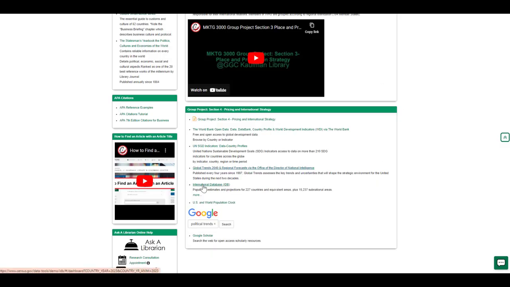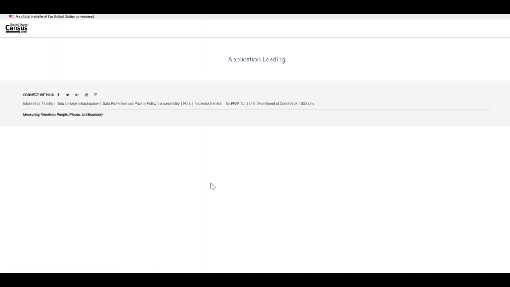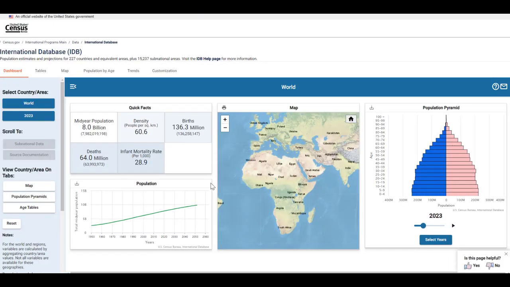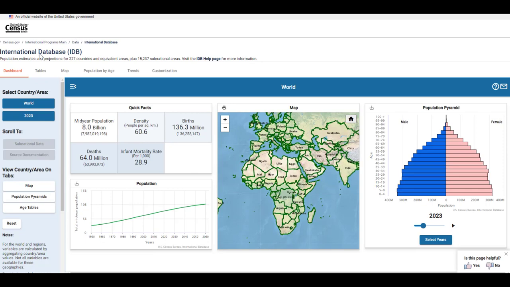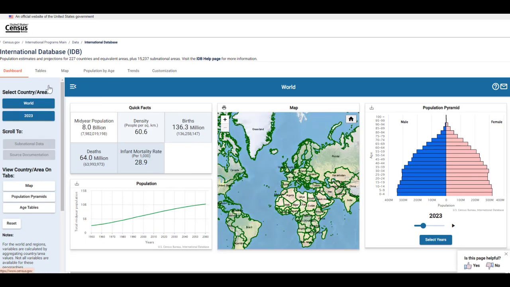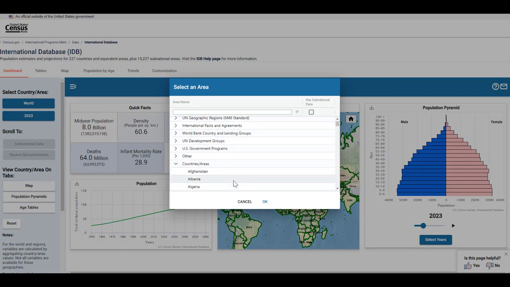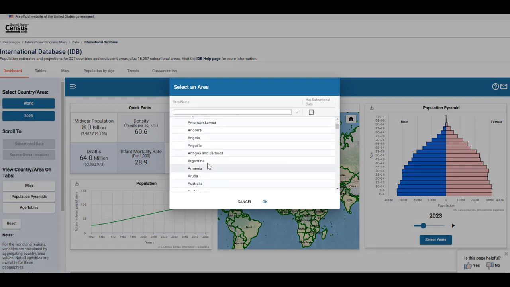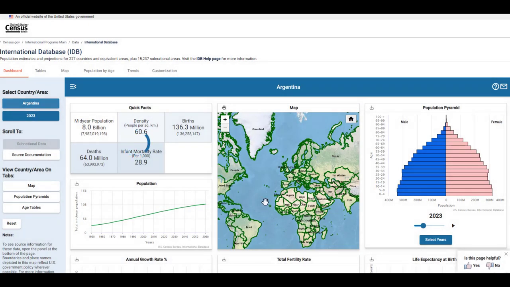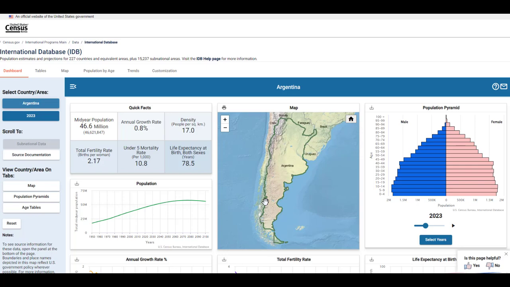There's also the international database, which gives population estimates and projections for a lot of different countries. So I thought this was interesting too. So you can click here. What you do is, once you get to this international database, this is by the U.S. Census Bureau, click on World. Then you can go in and select any one of these categories. You can scroll down and select your country, or you can type it in, whatever you prefer, and then click on OK. So this is going to pull up the information for Argentina.